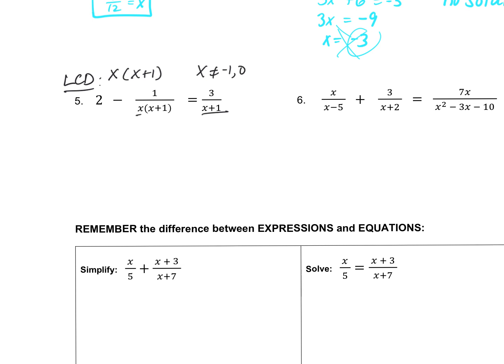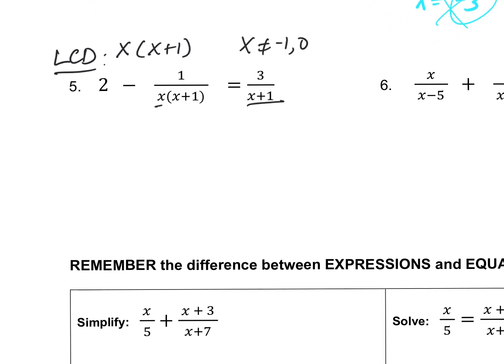Okay, so I'm going to multiply everything by the LCD. So I'll multiply the 2 by the LCD of x times x plus 1. Same thing here. Let's do it on this side. X times x plus 1. I'll move that over a little bit. X times x plus 1. Same thing, x times x plus 1.